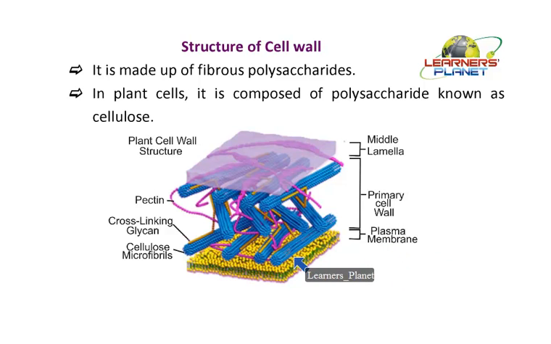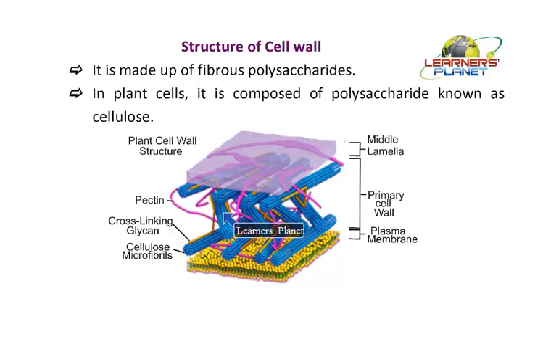Let us understand it with the help of the diagram. This bottom yellow base is actually the plasma membrane. Then above that you can see this blue line here. This is forming a primary cell wall. And then later on it also has the middle lamella. So the plasma membrane we have already studied. Now the cell wall is made up of fibrous polysaccharides, that is cellulose. These cellulose molecules, we said, are arranged in the form of fibers. And these fibers, you can see these blue fibers here, are known as cellulose microfibrils.